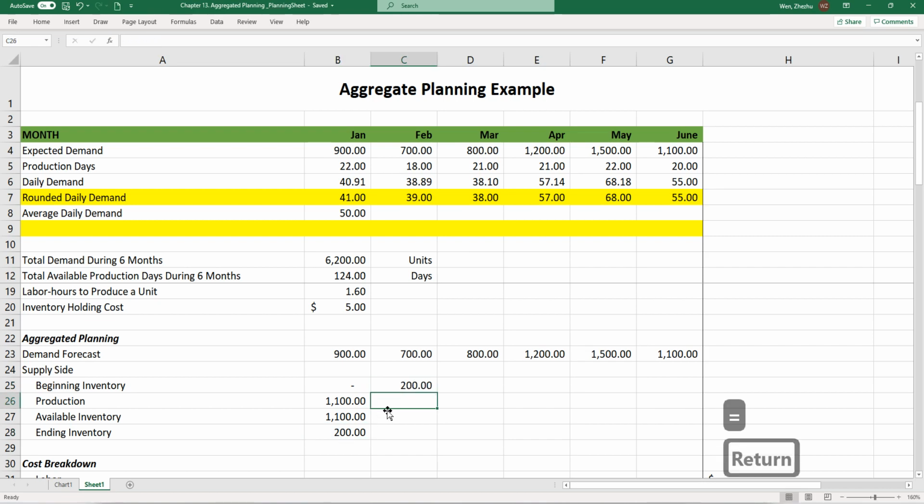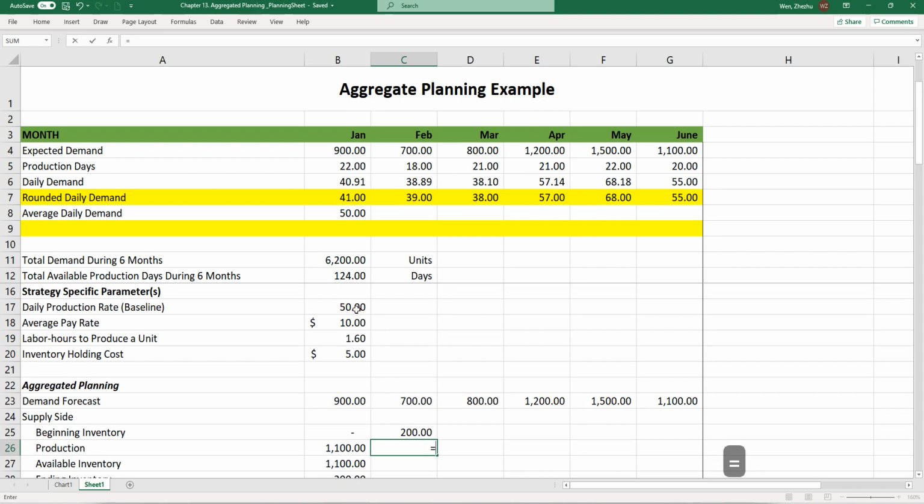Okay, and production wise, again, it's going to be 50 times the available number of days, which is 18. Since I used a dollar symbol here, I believe I can just drag it to fill.